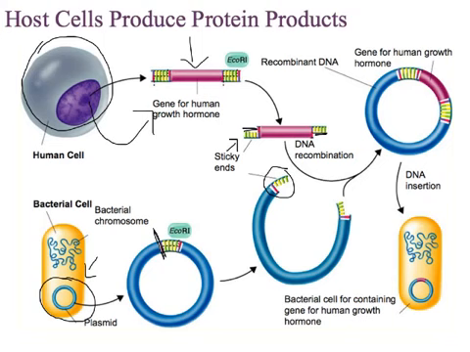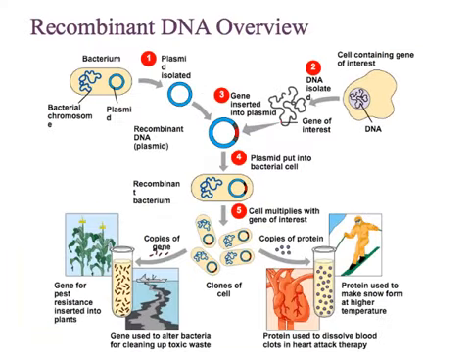We can take this DNA piece, stick it in my plasmid, and then now I have bacterial DNA combined with human DNA. And then I can put this whole thing back into the bacteria and let the bacteria grow lots of copies of the human growth hormone gene for us. So let's look at another picture that's a little bit more complicated, but it's basically showing the same thing.